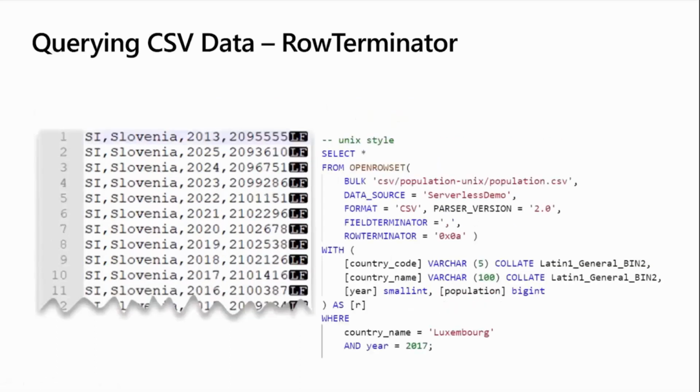And then again, if we have a Unix style file, we can give it this control character here for the row terminator that just says line feed. Field terminator is the same. We've got the same kind of format and parser version as before, same collation. And then we can also apply a predicate directly on the file so that we're only going to get, for example, Luxembourg in the year 2017 back. Even though the screenshot shows Slovenia, that's what you get when you steal images off the internet.